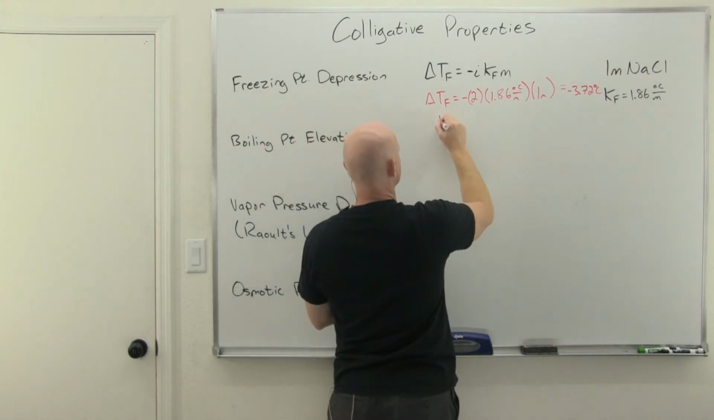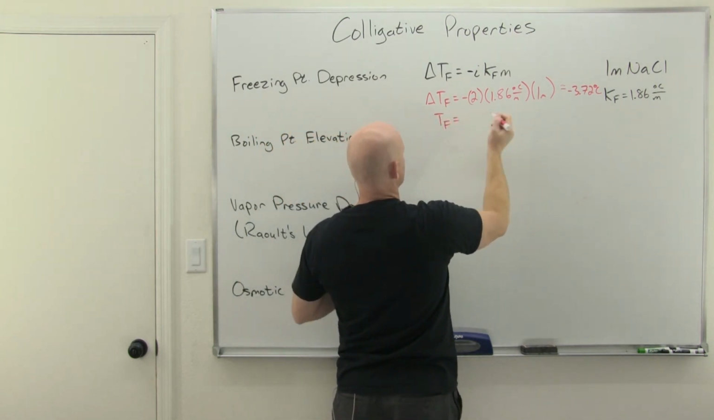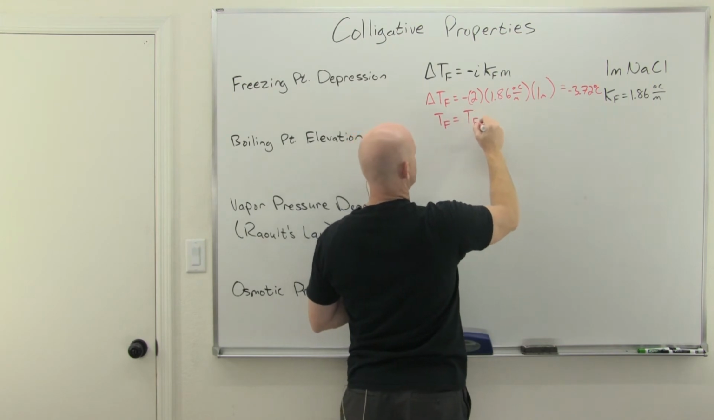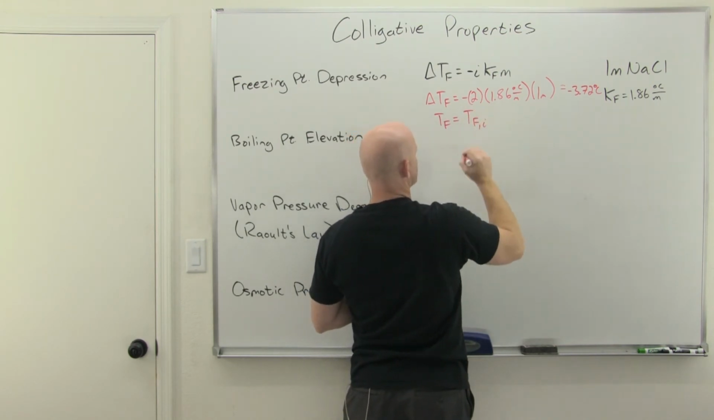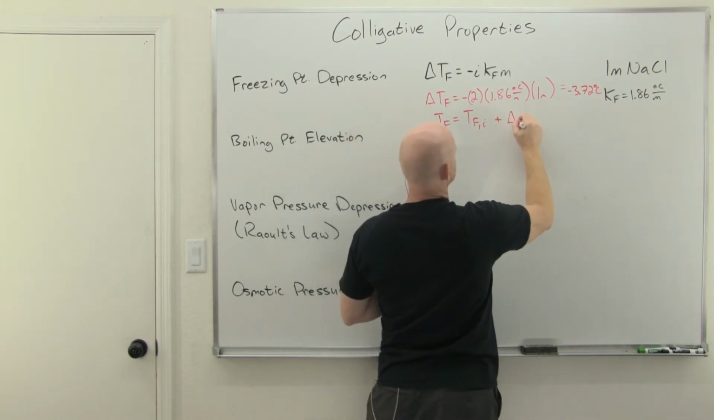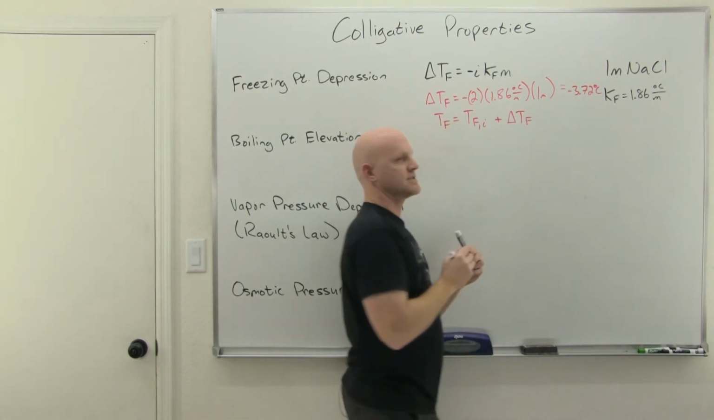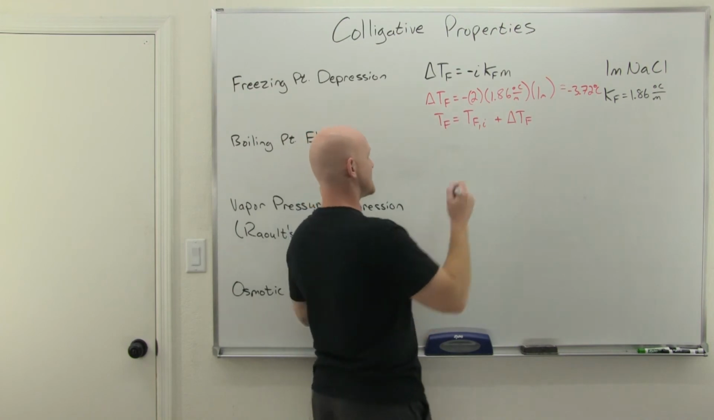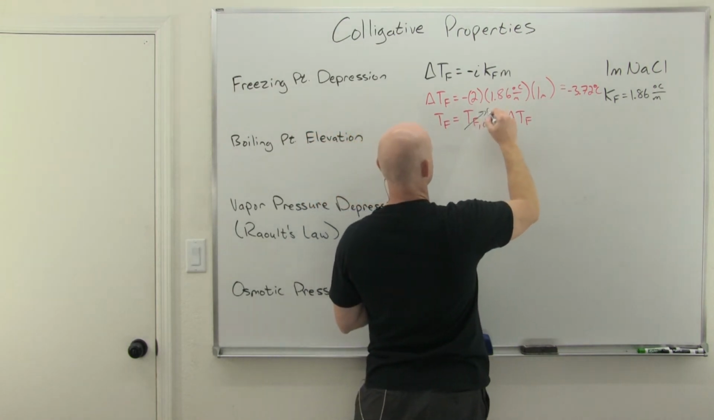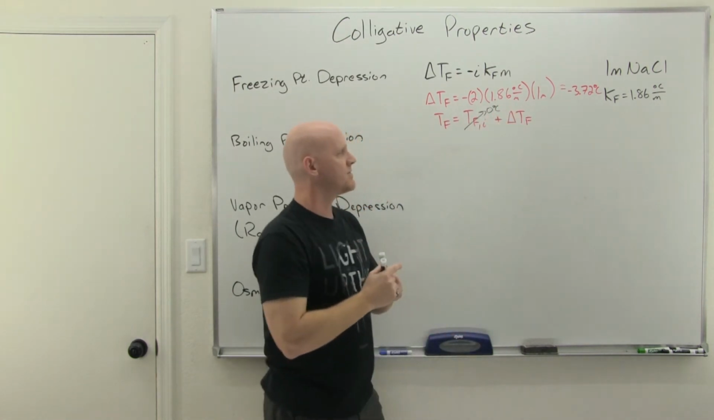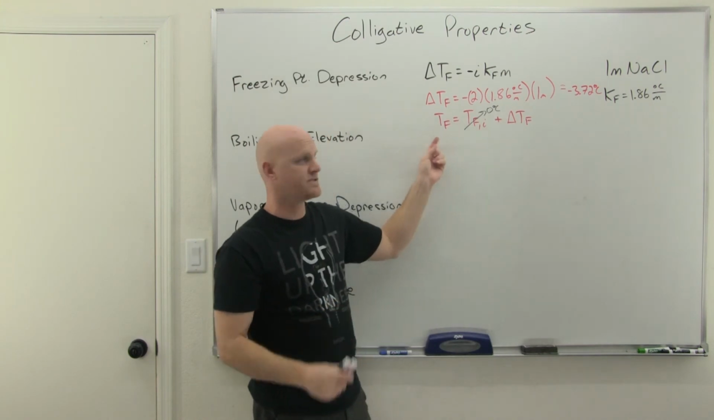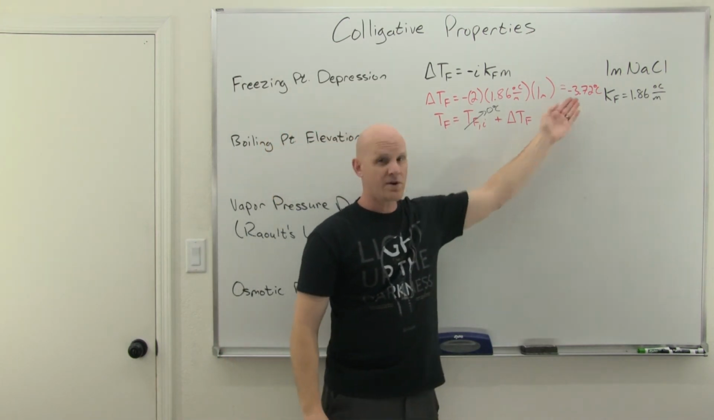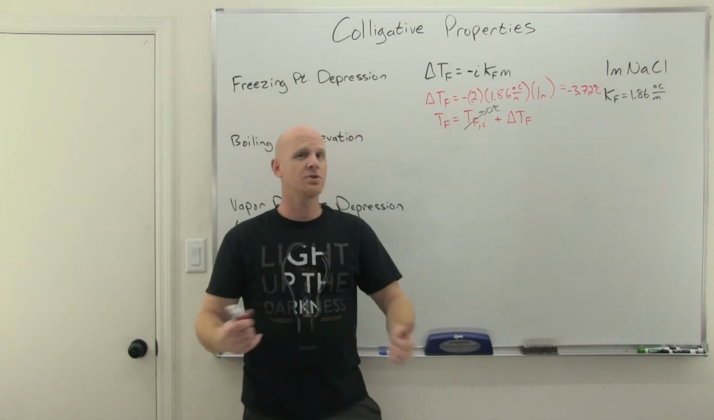Cool. Now in the case of water, what's nice is that if you want the freezing point, normally what you'd do is you'd have the original, I'll just call it the initial freezing point, plus the change in the freezing point to get the new freezing point. Well, in our case, what's nice though is that water's original freezing point is 0 degrees Celsius. And so the change in the freezing point is the new freezing point. So the new freezing point for water is simply negative 3.72 degrees Celsius.